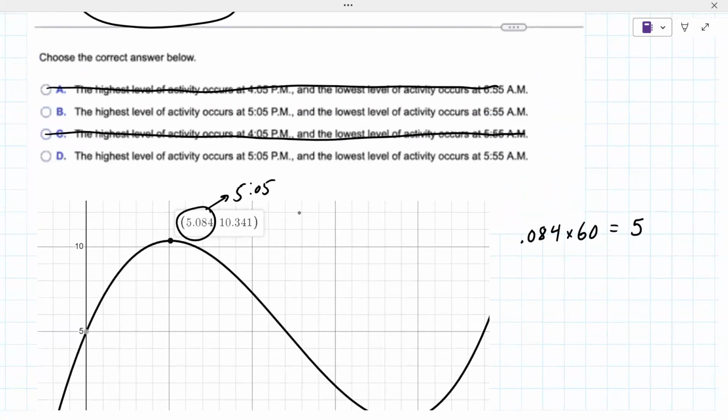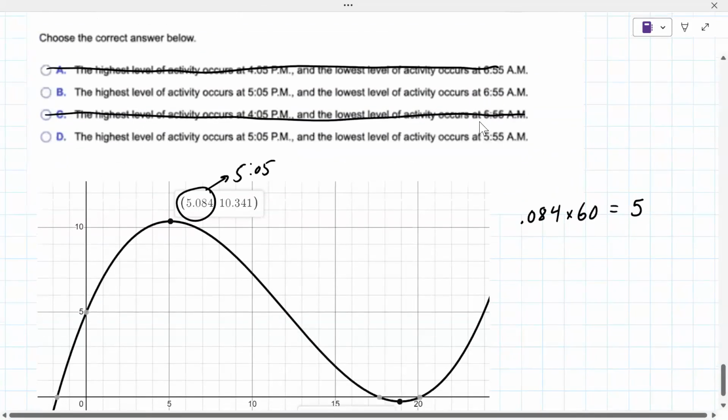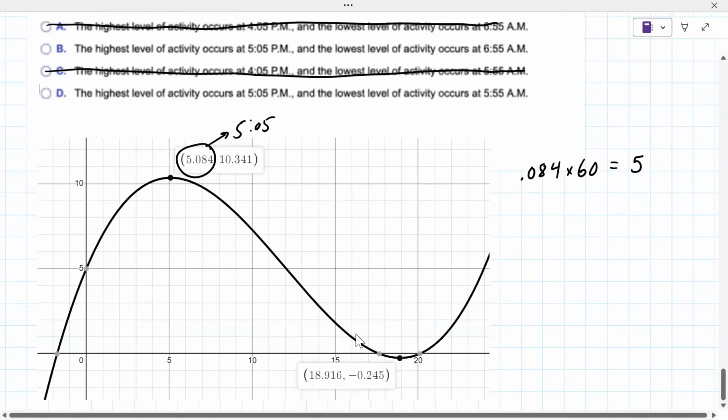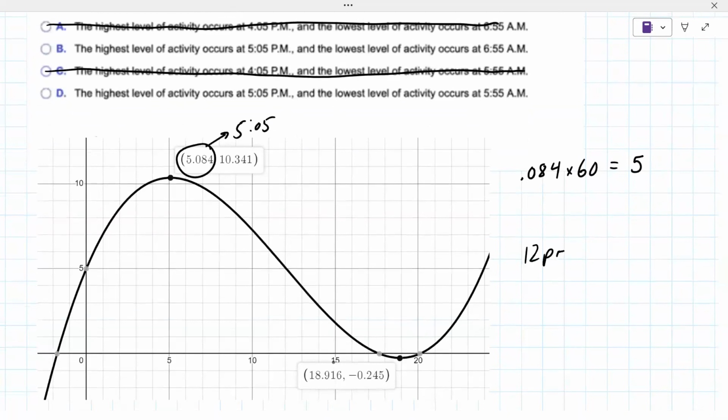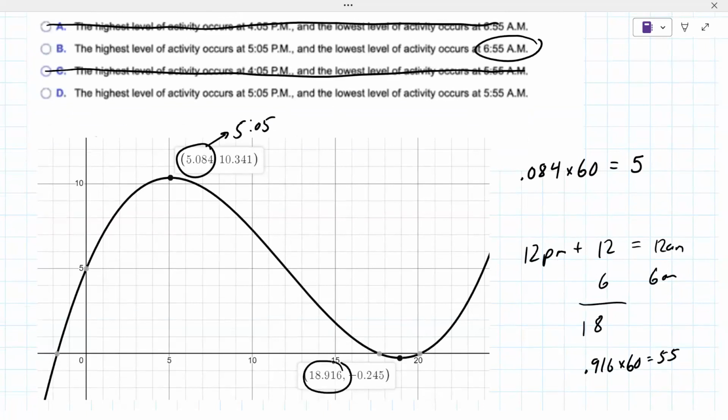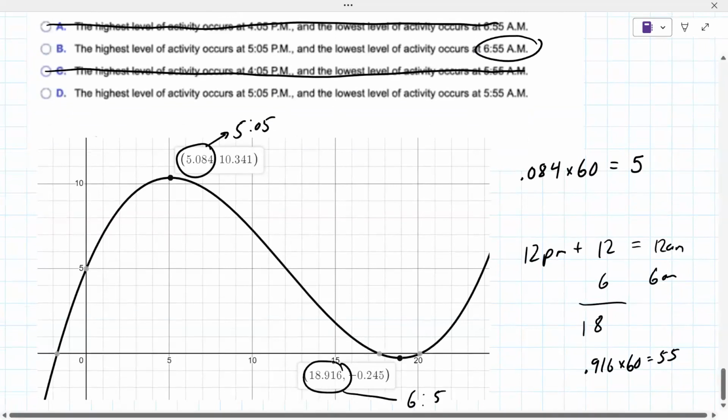And so now you've got to decide, was it 5:55 a.m. or 6:55 a.m.? I believe this is more like what your midterm is like. You can see it's at 18.9. So what is that? Well, 12 p.m. plus 12 hours gets you to 12 a.m. 6 more hours gets you to 6 a.m. See how we're at 18? So the 0.916 times 60 is going to get you to 55 minutes. So it looks like it'll be 6:55 a.m.